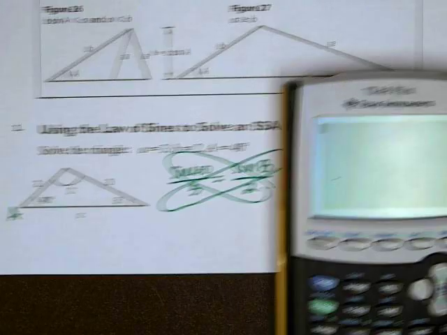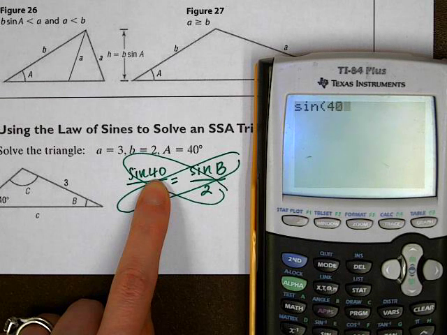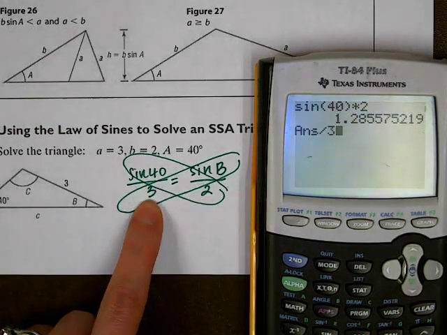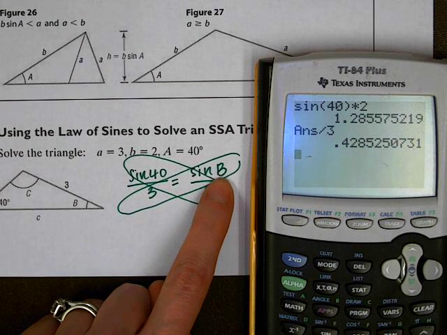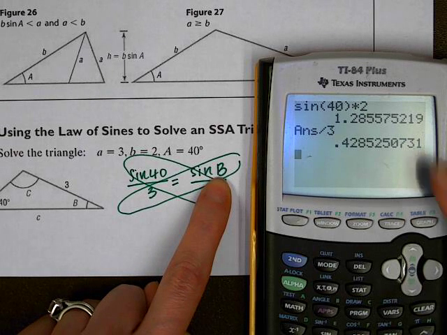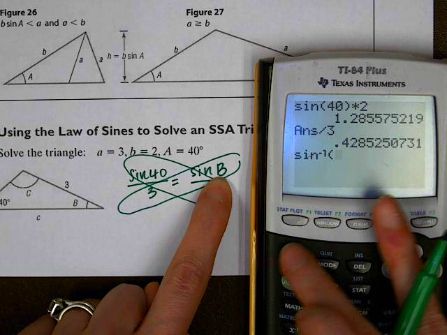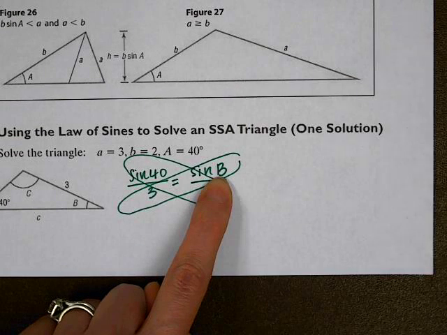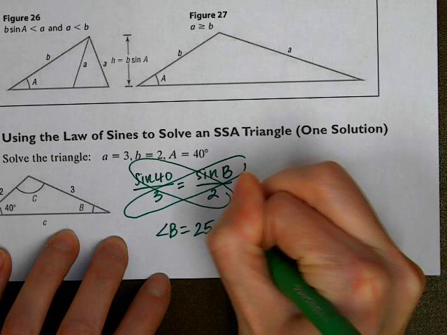And then we're going to have to do one other new thing on this one. So sine of 40 times 2, but then divided by 3. And now be careful. If we want to find the angle, we have to do inverse sine of this decimal. So inverse sine of that answer. That will give us angle B. Okay, so 25.4 degrees. So angle B equals 25.4 degrees.